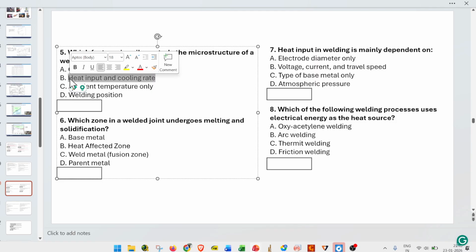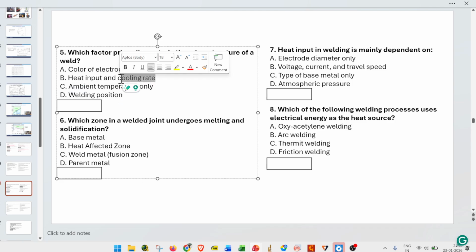If the heat input is more, the weld zone area will increase. And cooling rate is also very crucial, because the cooling rate affects what kind of microstructure forms in a given weld bead. If the cooling rate is too high, it will form columnar grains. If the cooling rate is slow, it may form equiaxed grains or like that.